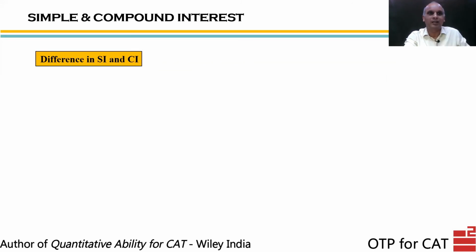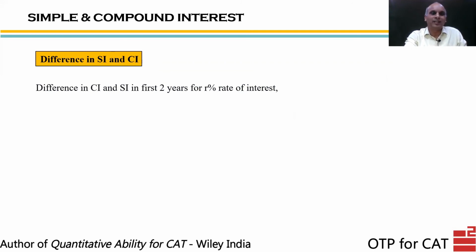Now our next area of concern is difference in SI and CI. What does it mean? In the first 2 years, for some R percentage of interest given, the difference in the CI earned and SI earned is given by the straight formula PR square divided by 100 square.